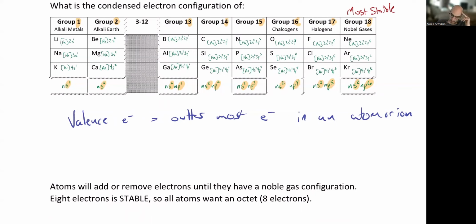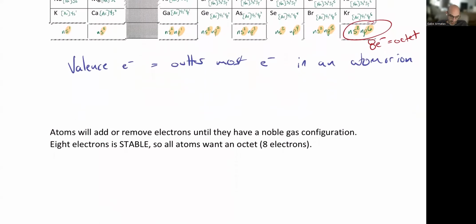And the reason that they do this is because they have 8 electrons. We often call that an octet. An octet is a super stable configuration. Every single one of these atoms wants to achieve a stable configuration in the form of an octet. So atoms will add or remove electrons. And so here we're going to get into the idea of how we form these compounds. But atoms will add or remove electrons until they have the noble gas configurations.